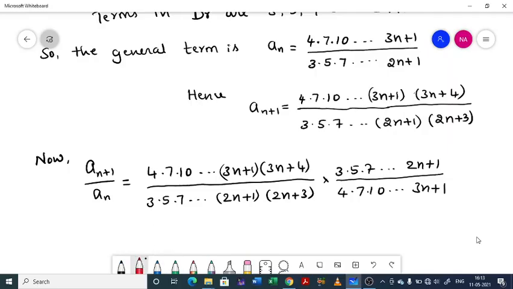So now see 3 gets cancelled, 5, 7. So this will cancel these terms up to 2n plus 1 and these will be cancelled with this one. So I will be getting an plus 1 divided by an equal to 3n plus 4 divided by 2n plus 3.